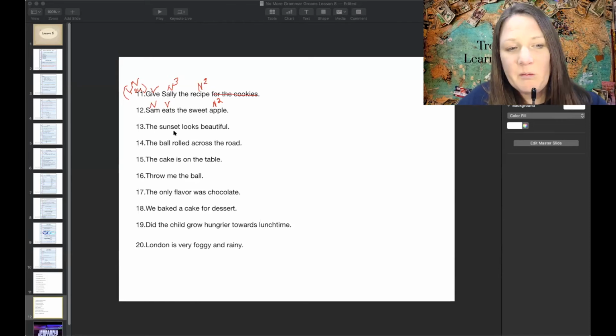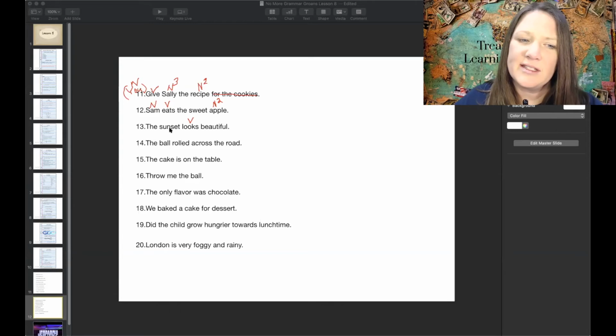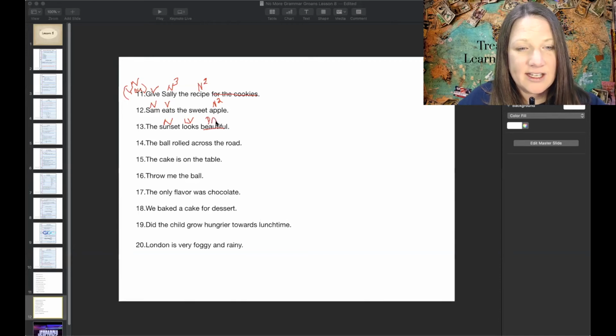Number 13, the sunset looks beautiful. I definitely do not see a prepositional phrase, and I do see a verb. But I know that sunset can't look at anything, so it has to be a linking verb. Sunset is our subject. Beautiful is what? It's a predicate adjective.